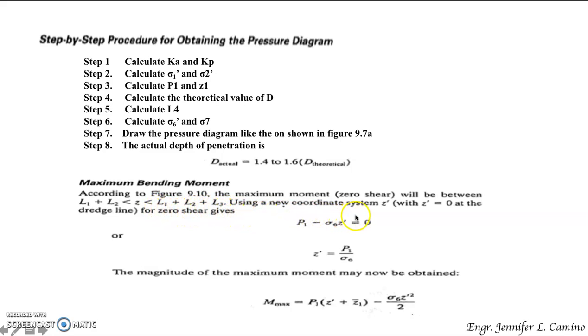So using the new coordinate system Z prime, wherein Z prime is equal to 0 at the dredge line, you have this equation. From this equation, you can have your Z prime, which is the square root of 2P1 over sigma6. And the magnitude of the maximum moment may now be obtained using this equation. So this is now to compute for our maximum moment.